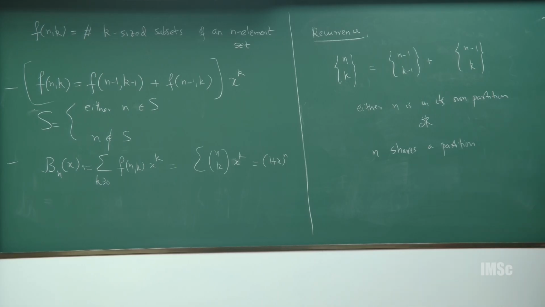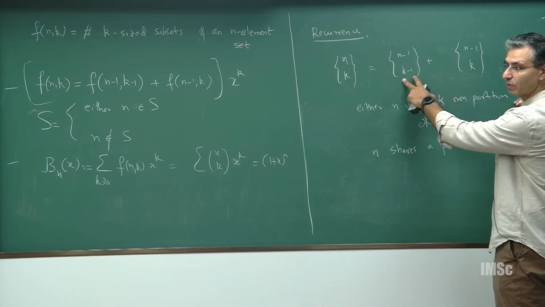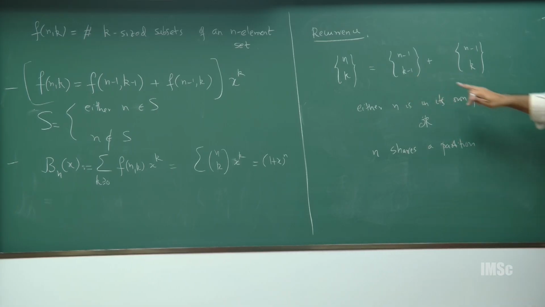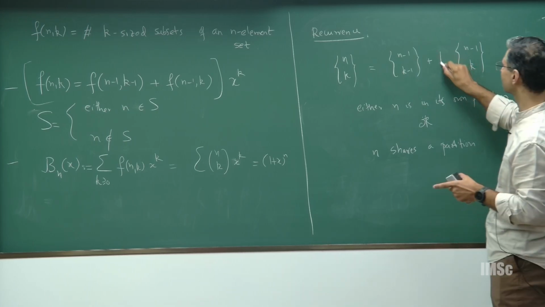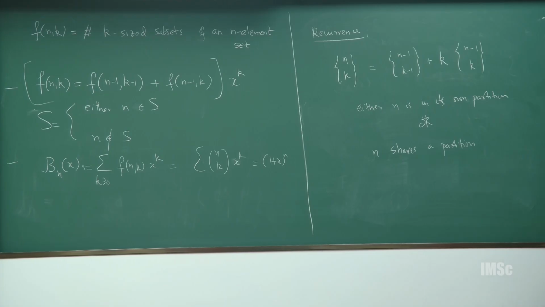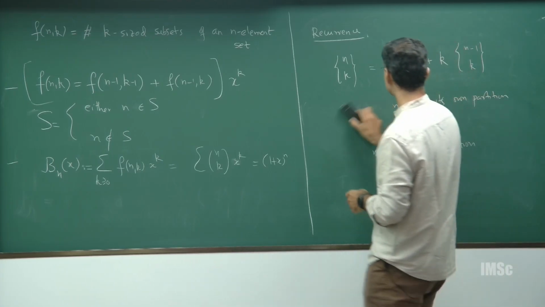Of the k partitions, either N is in a partition of its own, or N shares a partition with some other numbers, right? How many options are there for this? If it is in a partition on its own, the remaining N minus 1 numbers have to be partitioned into k minus 1 partitions. And in this case, the remaining N minus 1 are partitioned into k partitions, and N is in one of them. So k times this, right? Exactly. Right, very good. So we have a recurrence.